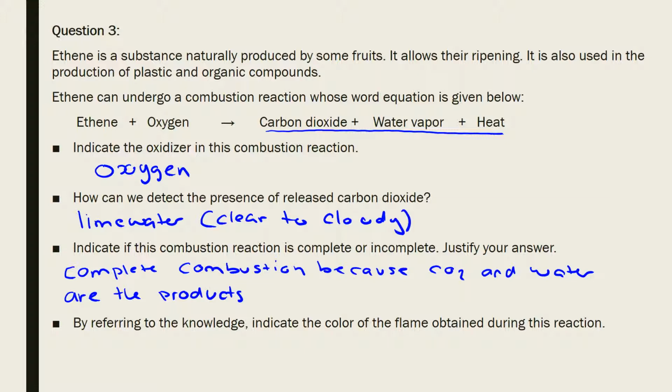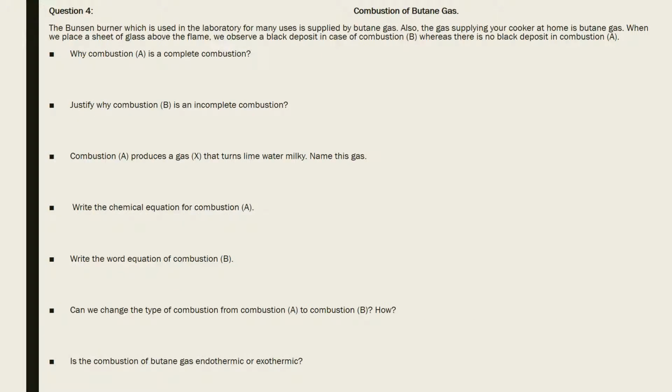By referring to the knowledge or your own knowledge, indicate the color of the flame obtained during this reaction. So whenever we have complete combustion, it's always a blue flame. So the Bunsen burner, which is used in the laboratory for many uses, is supplied by butane gas. Also, the gas supplying your cooker at home is butane gas.